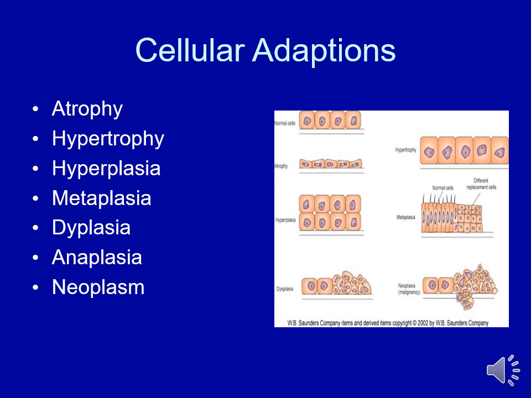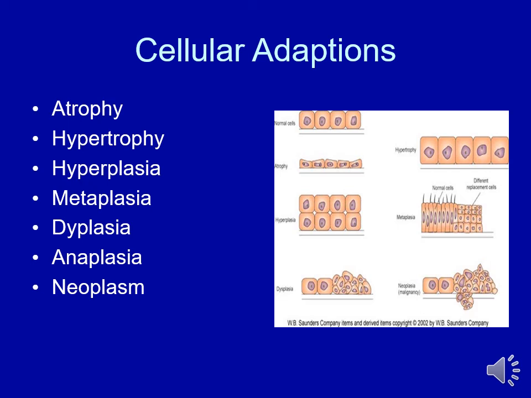Metaplasia is when one mature cell type is replaced by a different mature cell type, and this happens quite a bit with fibrosis in tissue. For instance, in smokers, the squamous epithelial lining of the respiratory tract is replaced. You might get a replacement with a type of epithelium that's not ciliated, not like the normal tissue that you find in the respiratory passageways.